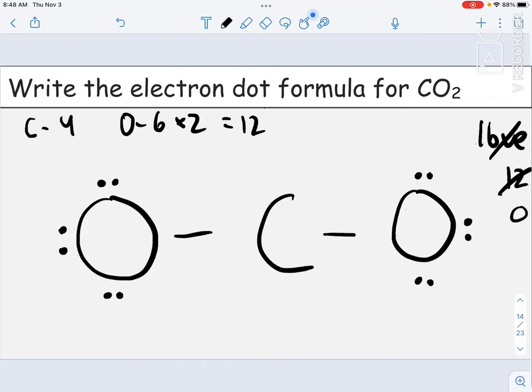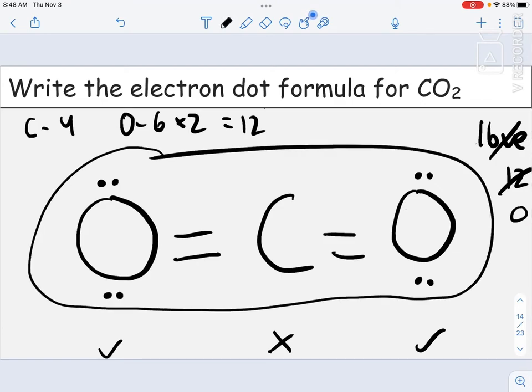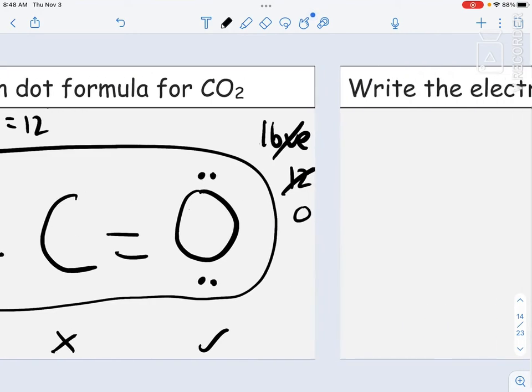If we do a happiness check, oxygen on the left is happy, carbon is not happy because it only has 4, and then oxygen on the right is happy. So carbon needs 4 more electrons. So what am I gonna do? I'm gonna take 2 from each oxygen and create a double bond, okay? So we're gonna do that, and this is now the correct electron dot formula for carbon dioxide.